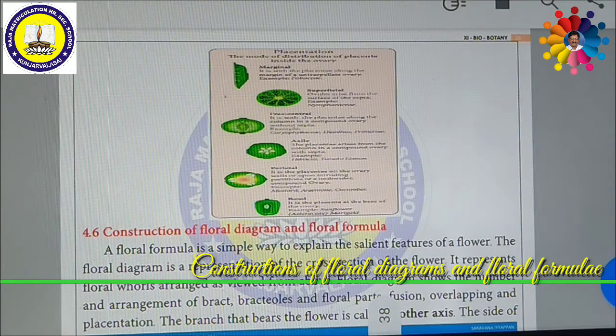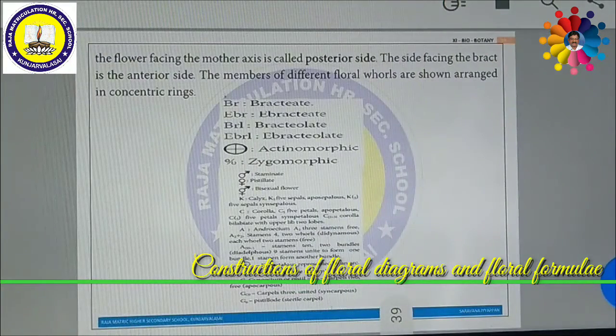The floral diagram shows the number and arrangement of bracteoles and floral parts, how they are fused, how they are overlapped, and what type of placentation there is. Everything can be seen through the floral diagram. The branch that bears the flowers is called the mother axis. The side of the flower facing the mother axis is called the posterior side. The side facing the bract is the anterior side. The members of different floral whorls can be shown with different symbols.